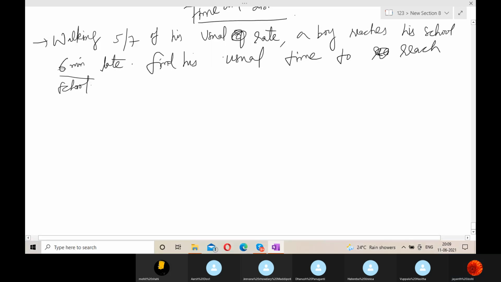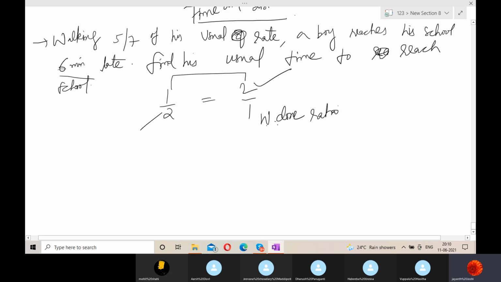Since the boy walks at 5/7 of his usual speed, if the work done ratio is 1/2, the time taken is 2/1, correct? That means there is an inverse relationship between work done and time taken. If you are 2 times as efficient, you will take half the time. If you take half the time, that means you are more efficient.